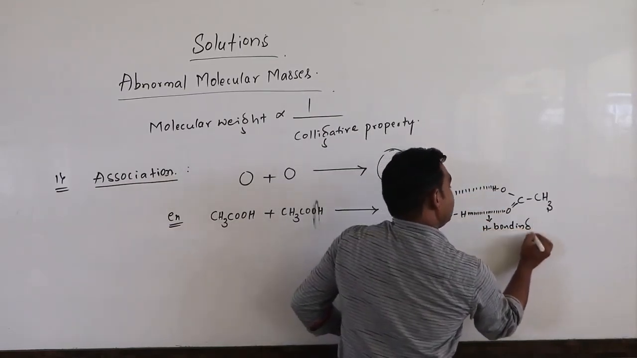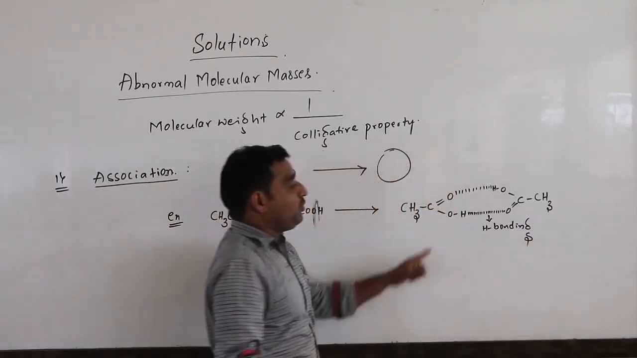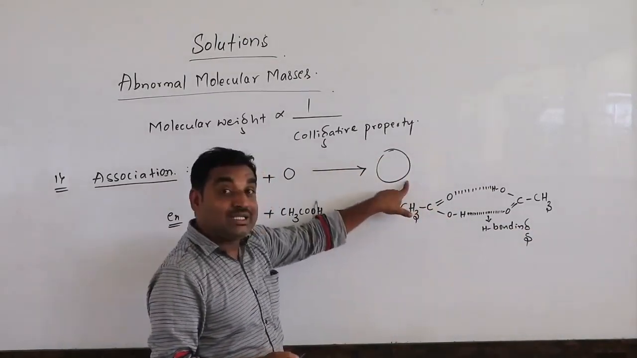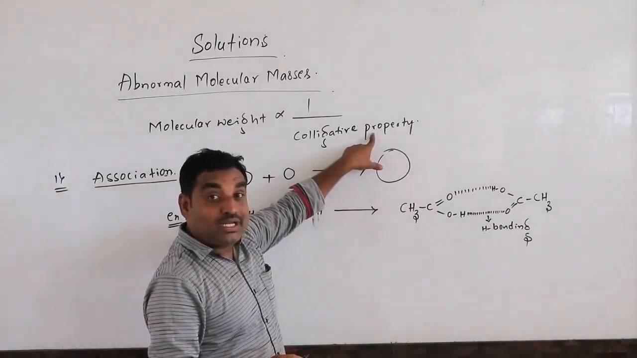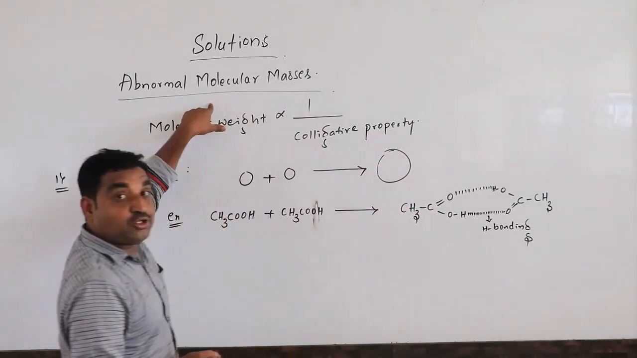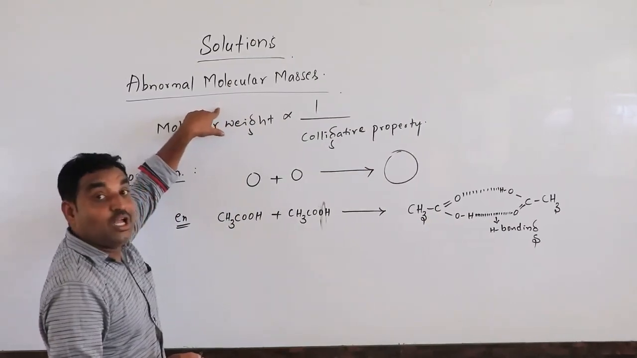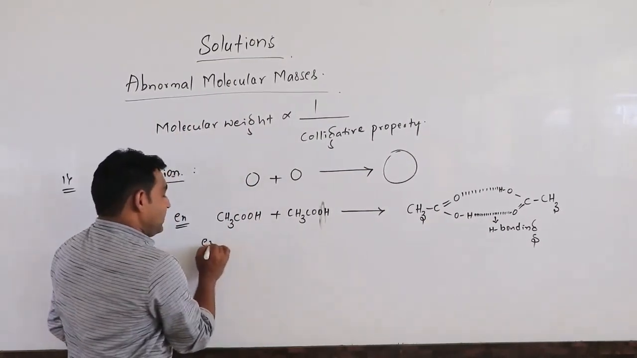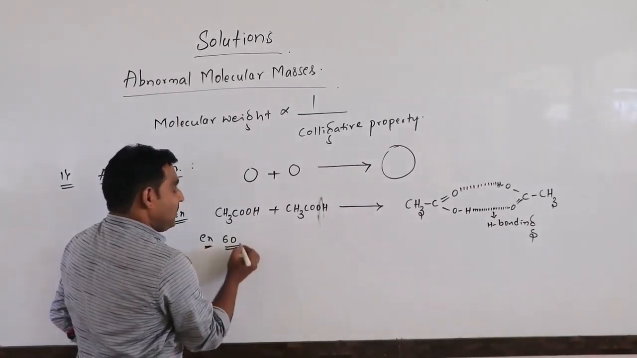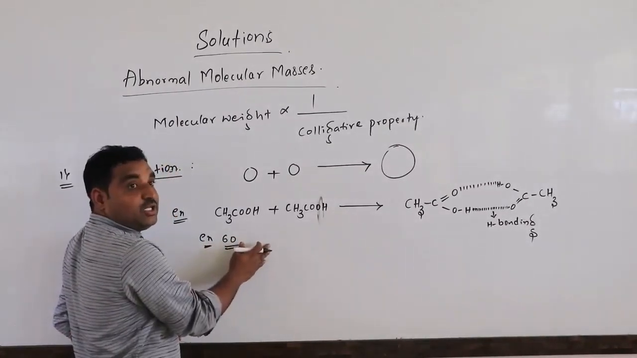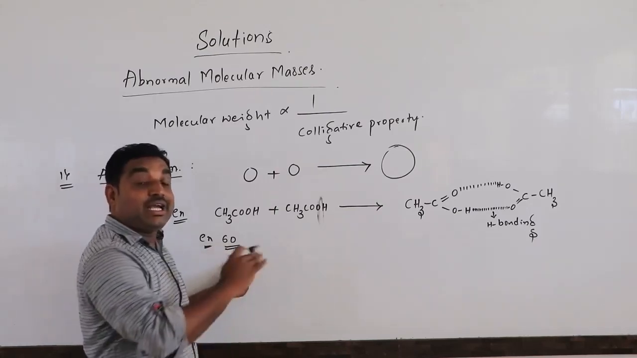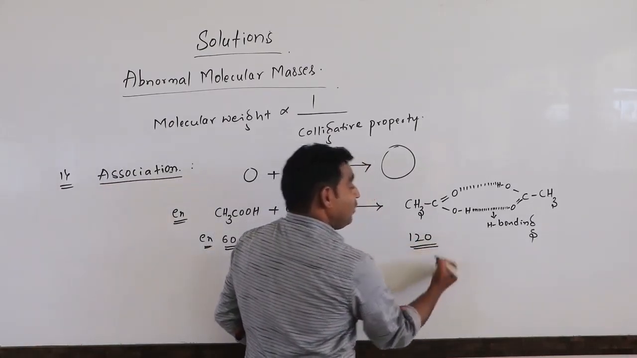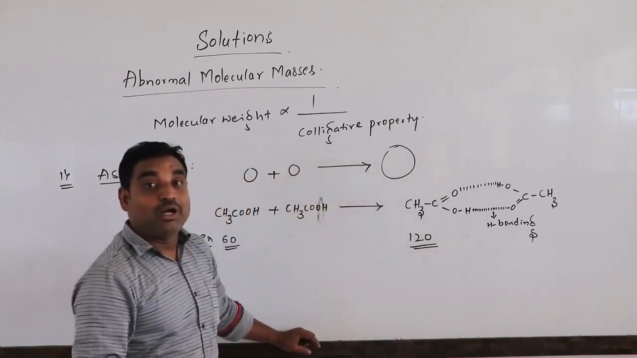Because of this dimerization, the colligative property will be less because the number of solute particles is less. If the colligative property is less, that is inversely proportional to the molecular weight, hence we are getting more molecular weight. For example, acetic acid has a molecular mass of 60. After association in a solvent, we get exactly double the molecular mass, that is 120, that we are observing.